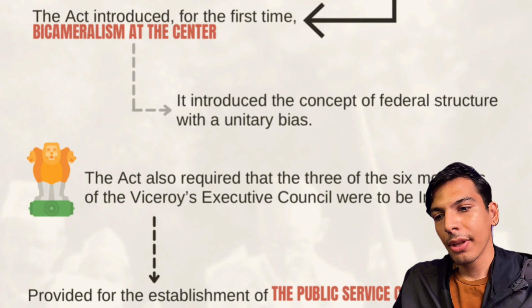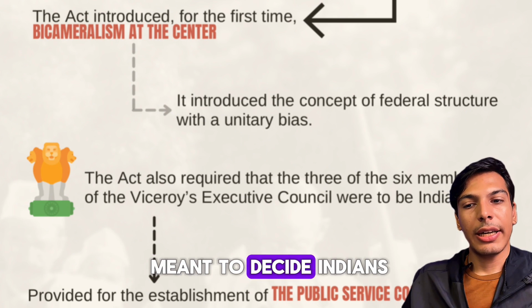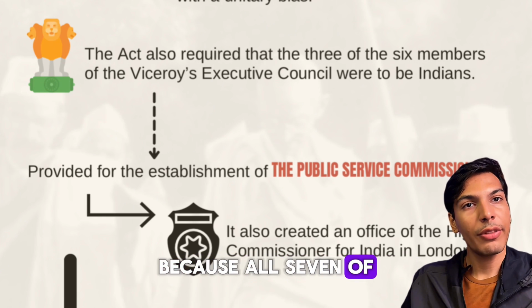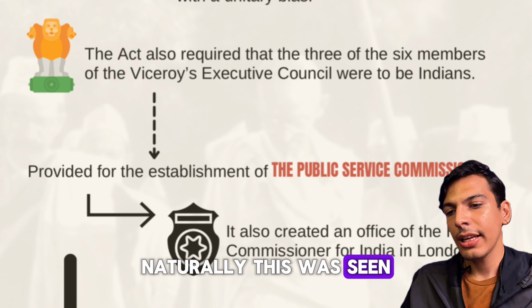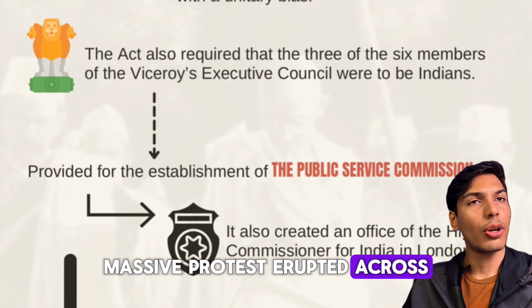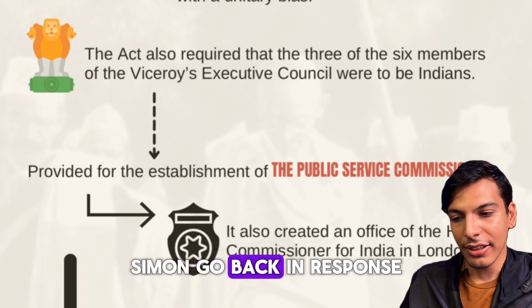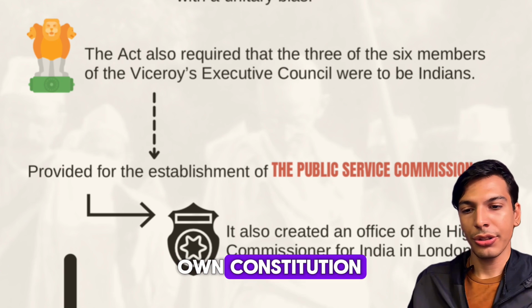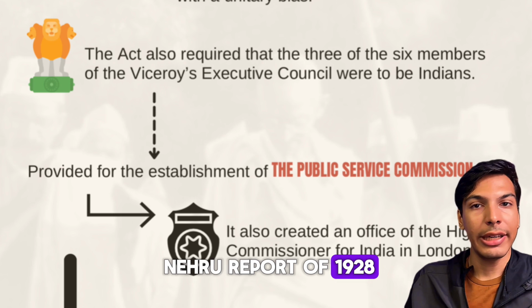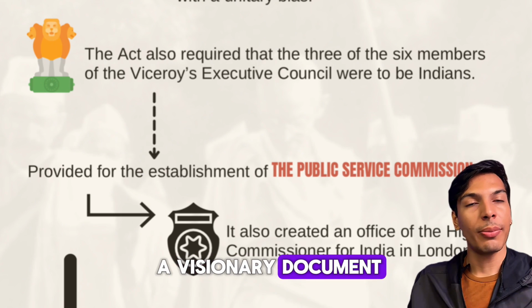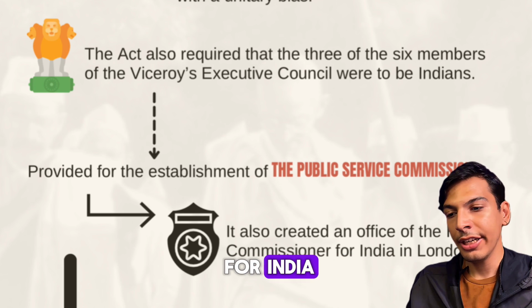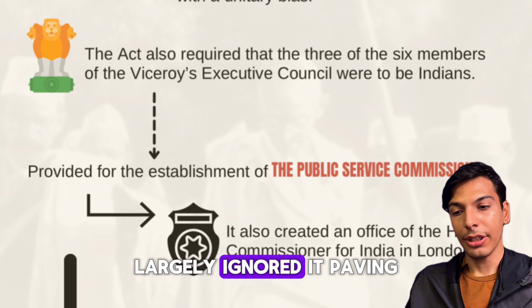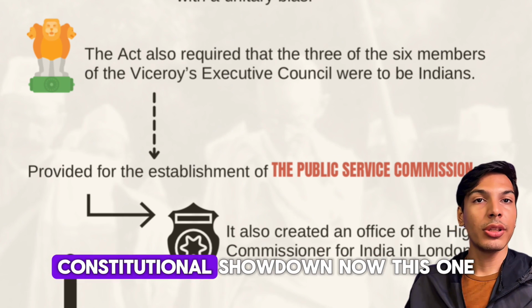But here was the problem. The commission, which was meant to decide India's political future, had no Indian member because all seven of them were British. Naturally, this was seen as a grave insult. Massive protests erupted across India with the famous slogan, "Simon, go back." In response, Indian leaders decided, if you won't include us, we will draft our own constitution. This led to the Nehru Report of 1928. The Nehru Report was a visionary document. It demanded dominion status for India and a charter of fundamental rights for all citizens. The British, however, largely ignored it, paving the way for an even bigger constitutional showdown.